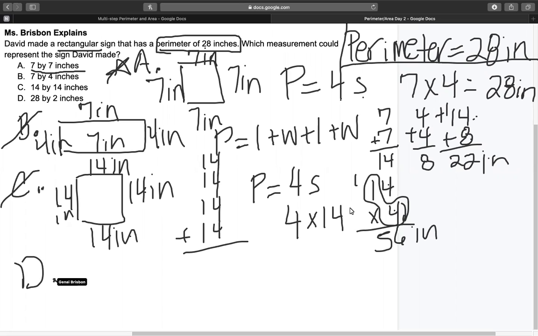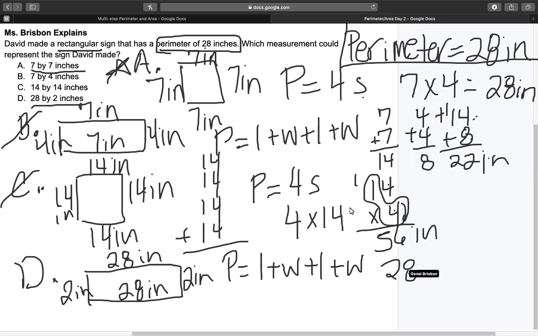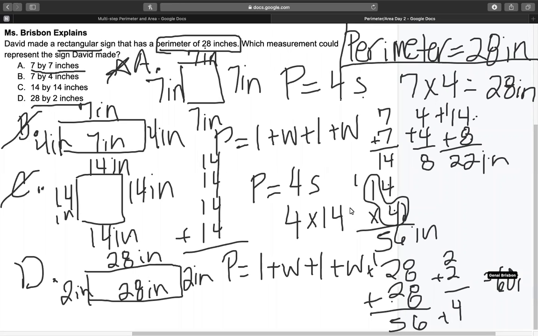Move on to D. 28 by 2 inches. There are 2 different lengths and widths, so I know it's a rectangle. 28 inches, 2 inches on the width. If the top is 28, the bottom length is 28. If the left side is 2 inches, the right width is 2 inches. Again, perimeter equals length plus width plus length plus width. Add up all 4 of my sides. I have 28 plus 28. I know 8 plus 8 is 16. 2 plus 2 is 4, plus 1 is 5. And then 2 plus 2 is 4. If I add them up, this is 60 inches, which is again too big. So the only rectangle that gave me 28 inches as the perimeter was A.